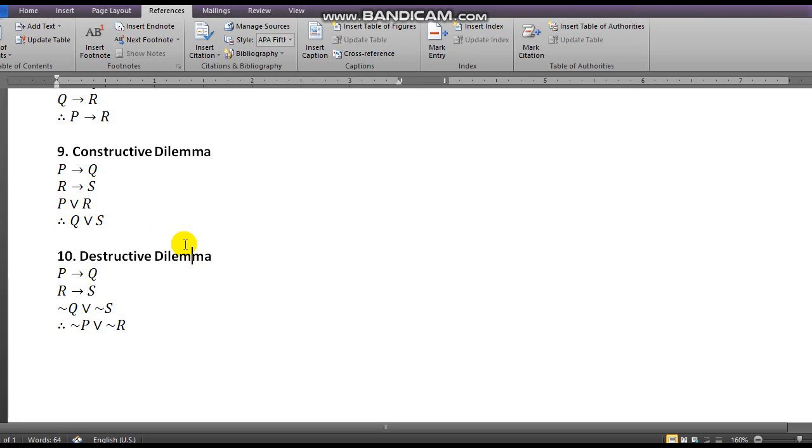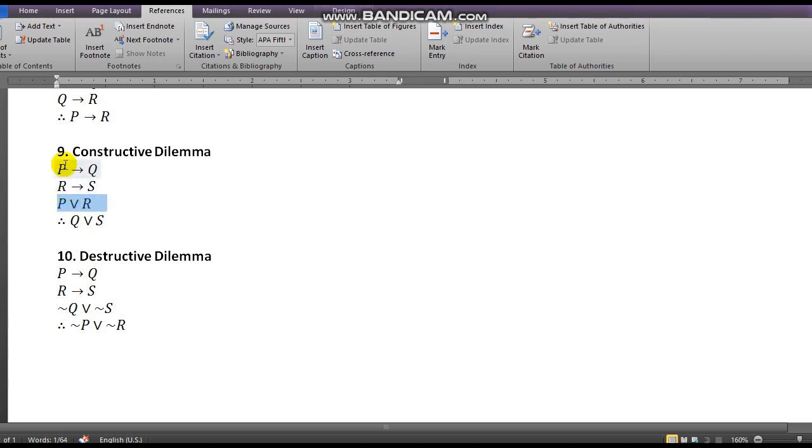There. For the constructive dilemma, we have two conditional statements, P implies Q and R implies S. Then we have one disjunction, P or R, which we know is true. If this is the case, we can say that Q or S is true, since we have two conditional statements, and we are saying that at least one of them is true.